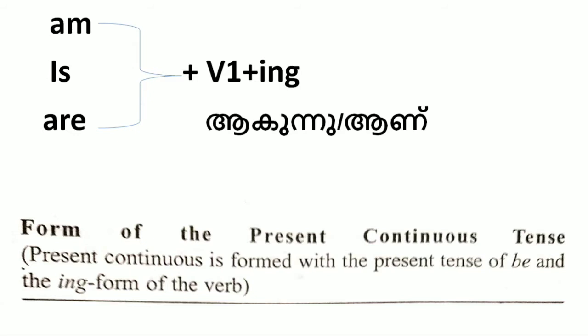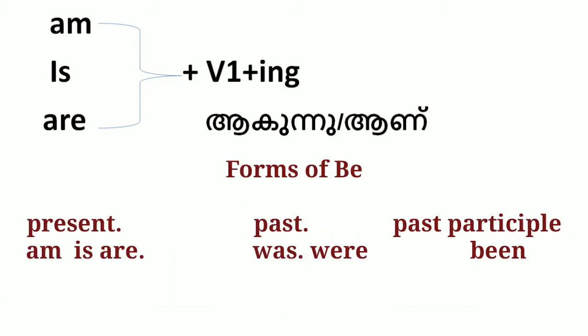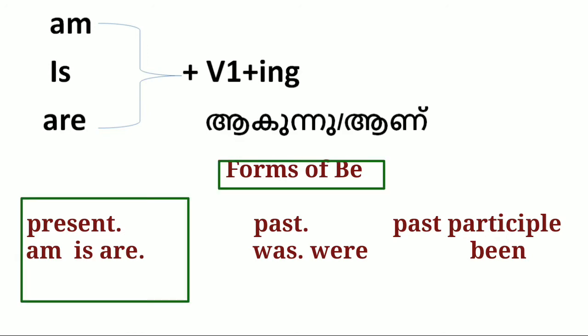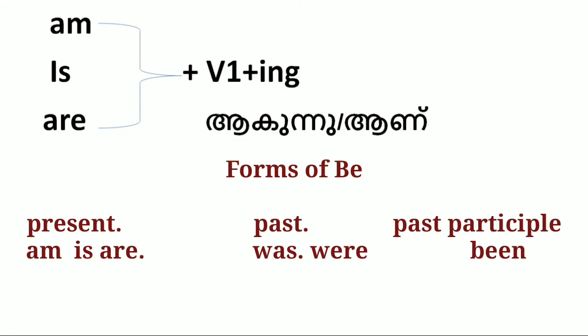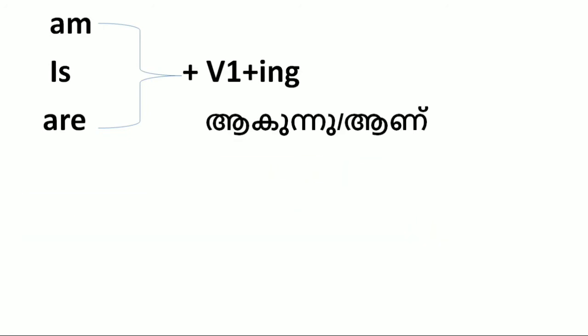Present continuous is formed with the present tense of be and the ing form of the verb. That means the forms of be in present are am, is, are. So we have to use am, is, are. Forms of be in past are was and were. Forms of be in participle are been. So in present continuous, we have to use am, is, are plus v1 plus ing. The other forms of be we will discuss in the coming tenses wherever necessary.